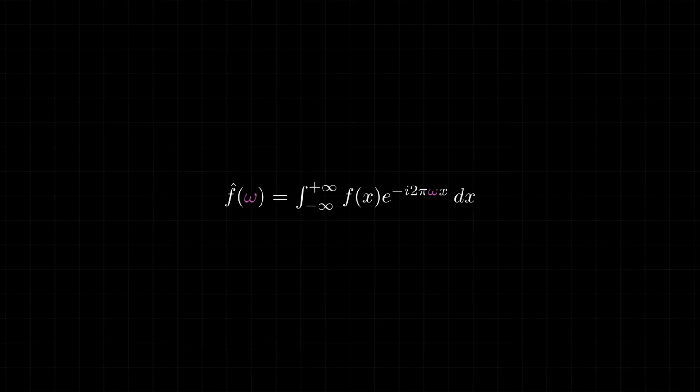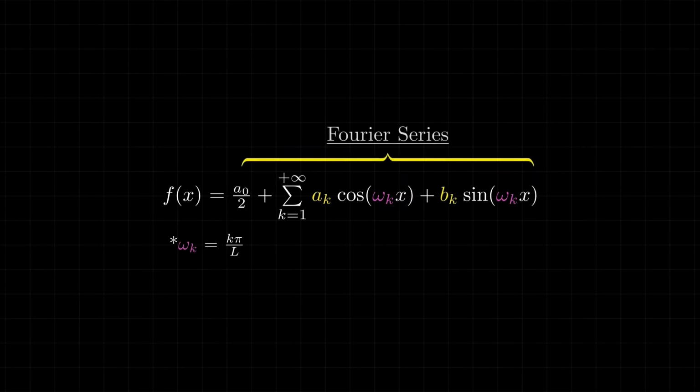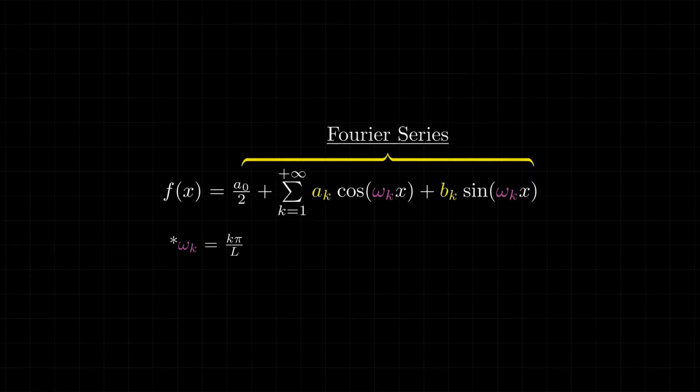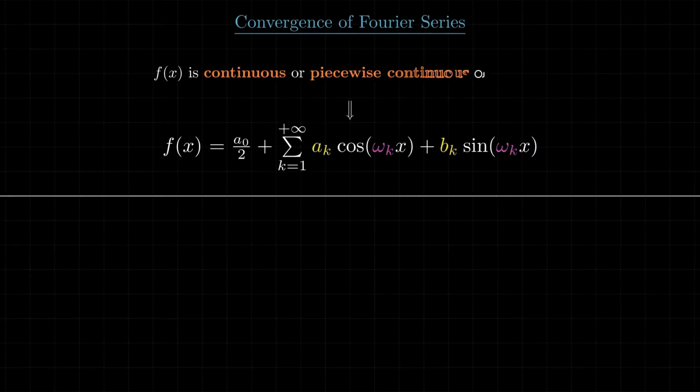Either version, when we use the transform, we always assume that the function f(x) is represented by the Fourier series. This is the Fourier series. It is a linear combination of sine and cosine waves with different amplitudes a_k and b_k, with different frequencies omega_k equals k pi over L. Any continuous or piecewise continuous function defined on the interval -L to L can be written as Fourier series.